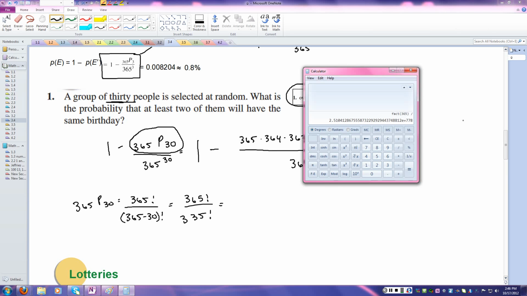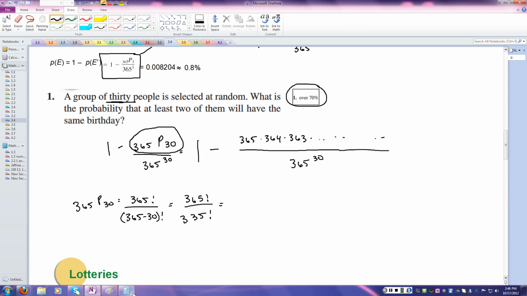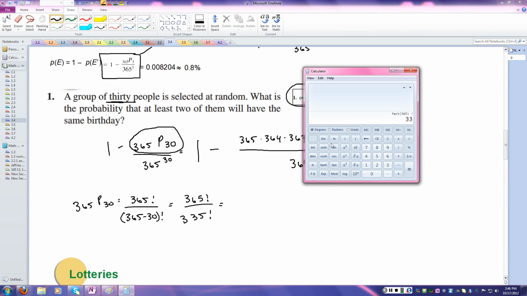So divided by 335 factorial, still a huge number, not as huge. I still have 76 places to move my decimal over. So again, you're not going to want to do these by hand. You're going to have to use a calculator. So this is my permutation.